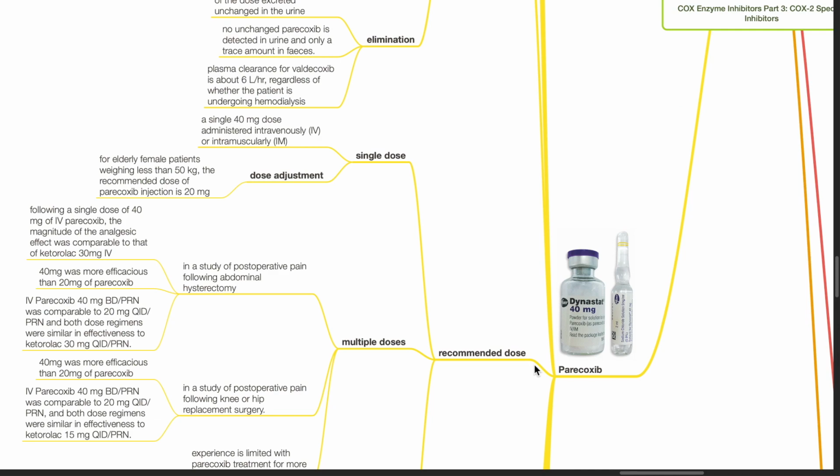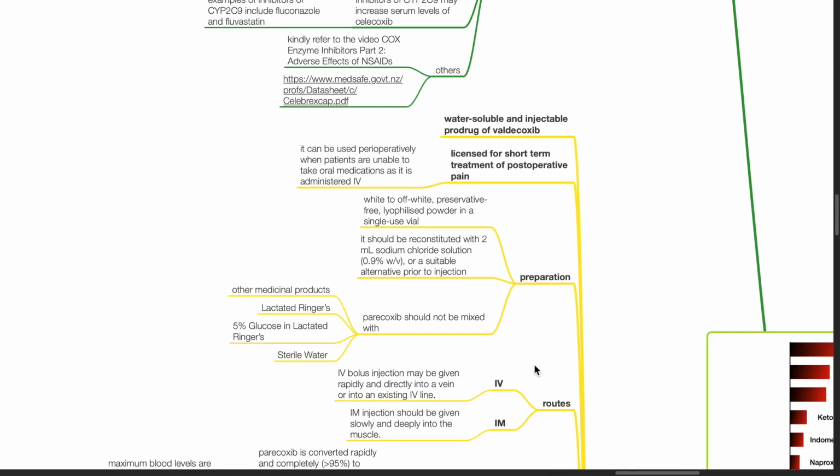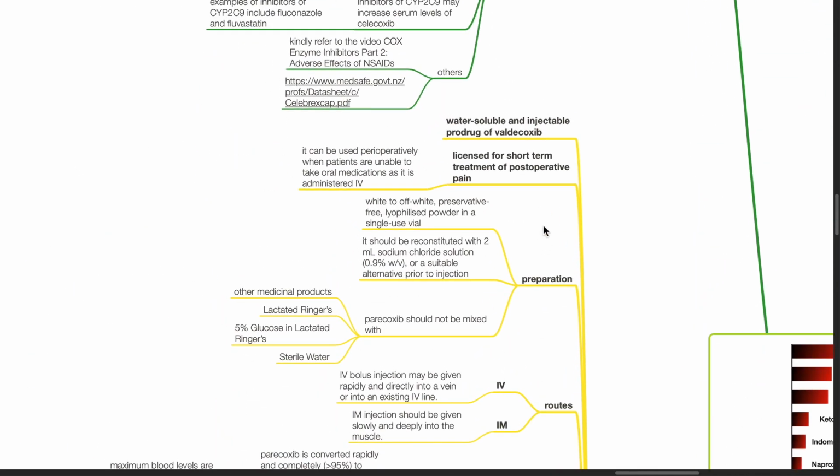Percocet. This is a water-soluble and injectable prodrug of valdecoxib. Percocet is licensed for short-term treatment of post-operative pain. It can be used perioperatively when patients are unable to take oral medications as it is administered intravenously.